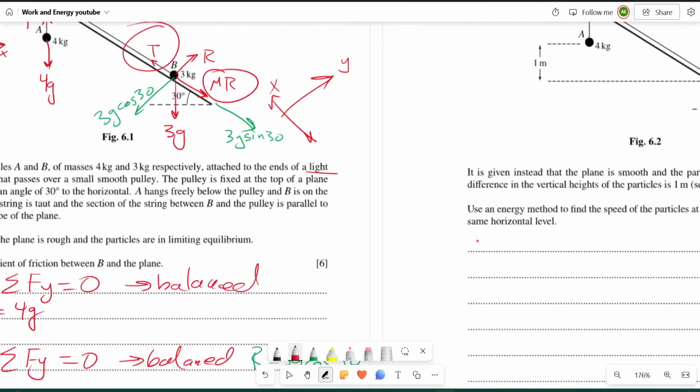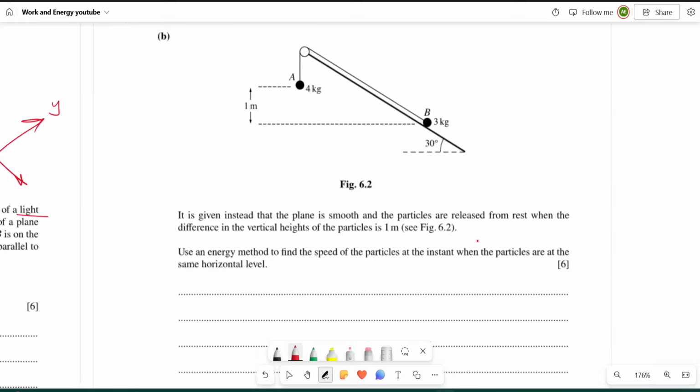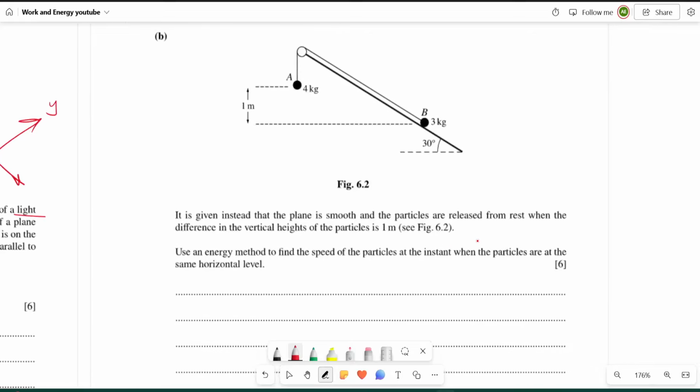Now, for probably the hardest question for today, it says that it's given instead that the plane is smooth, so there is no friction at B, and the particles are released from rest. So they are released, which means they will accelerate now. When the difference in the vertical heights of the particles is 1 meter, so initially the difference of the two particles is 1 meter vertically, okay?